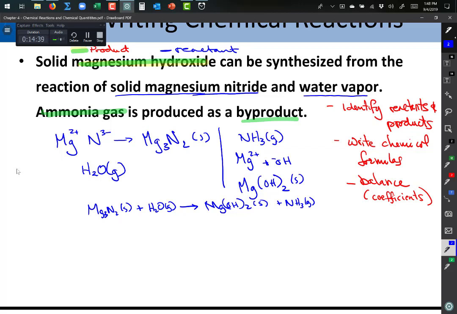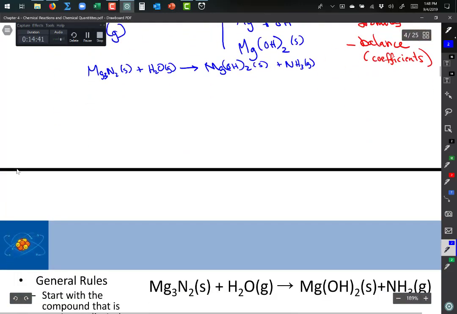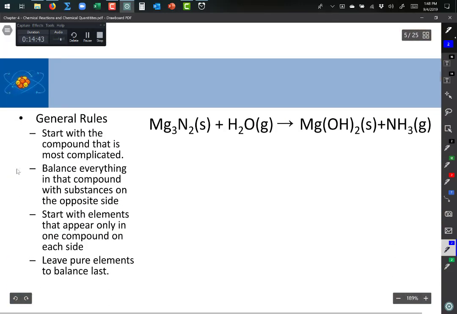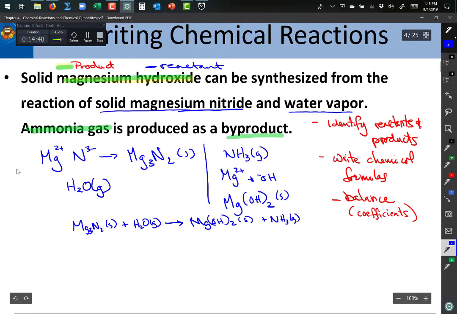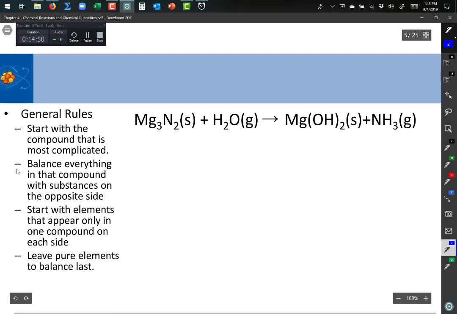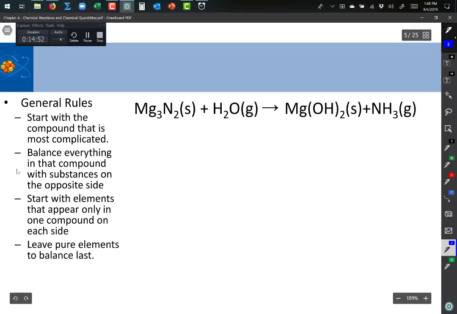I'll show you really quickly how I do this one. But then, yeah, we'll work it out on here. So I already sort of pre-did the work here, and I wrote out the rules on the side. And then we'll kind of walk through it. It says, start with the compound that is most complicated. And generally what I'll do is I'll circle that.